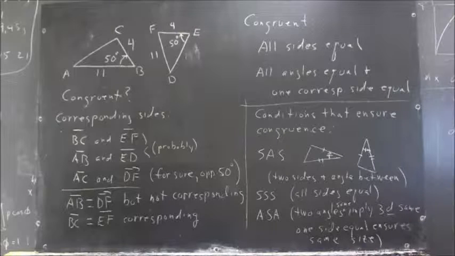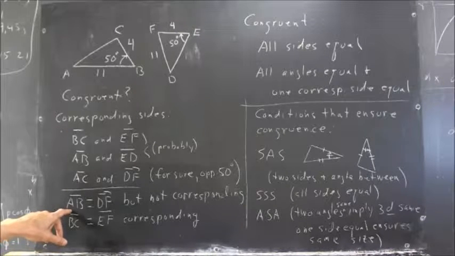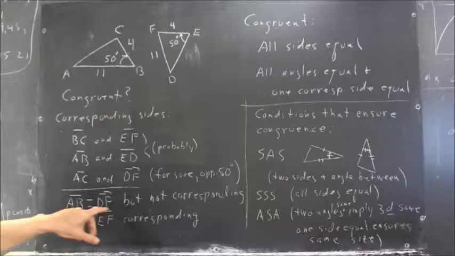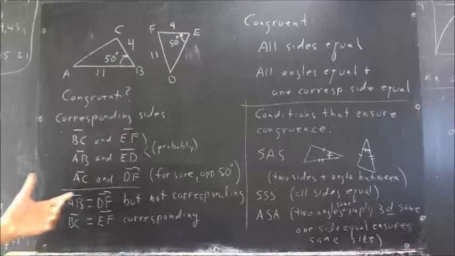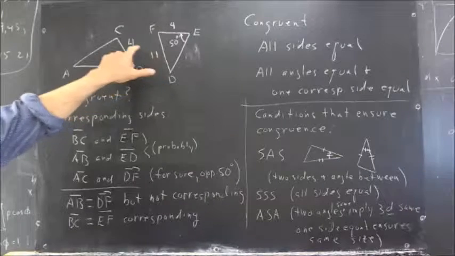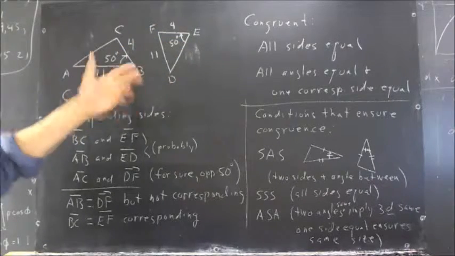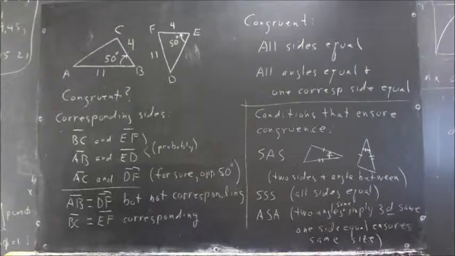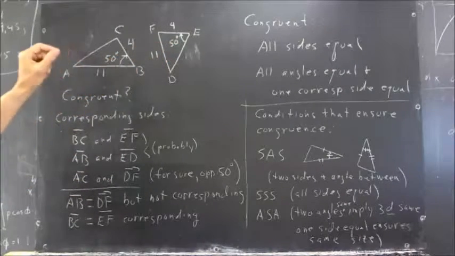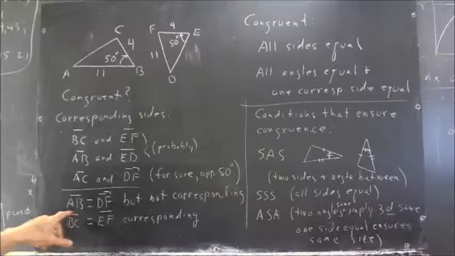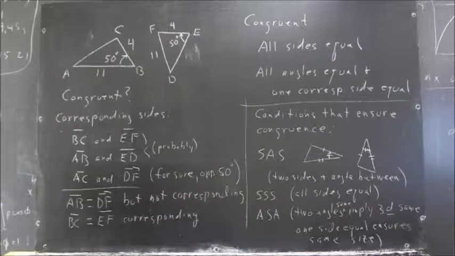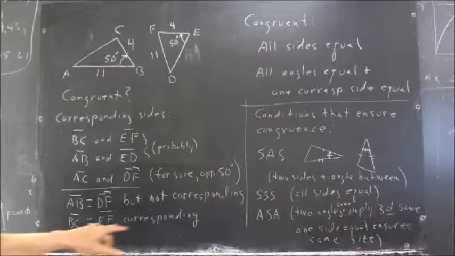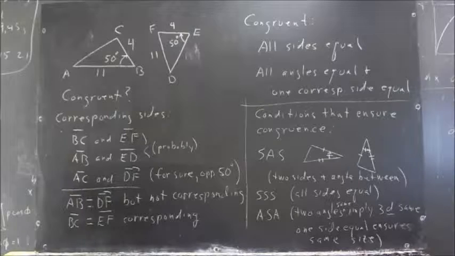So down here we say AB is equal to DF, and you could be misled by the fact that we have sides of 11 and 4 at a 50-degree angle. It kind of looks like they ought to be congruent, but when you get down to analyzing which sides correspond to which, you find that it's not so. So AB equals DF, but those sides are not corresponding sides. BC equals EF, and those would be corresponding sides.